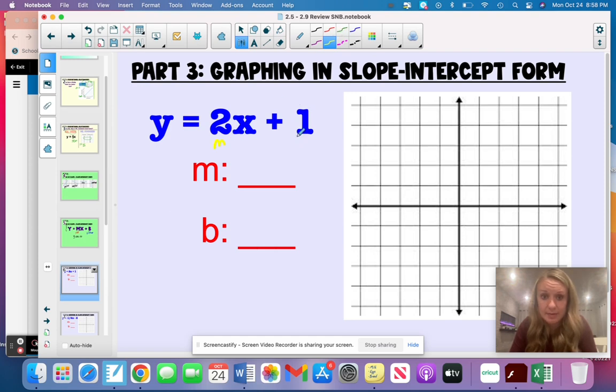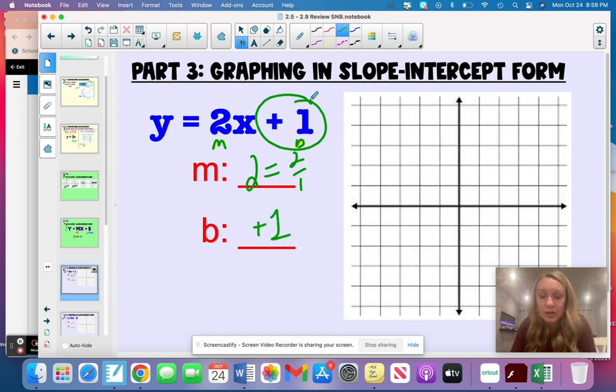So remember, this is M, this is B. Okay, wow, you cannot see that. M, B. So M is 2 or 2 over 1. Okay, wow, I'm not used to this. Travel back to remote learning. And then B is a positive 1.